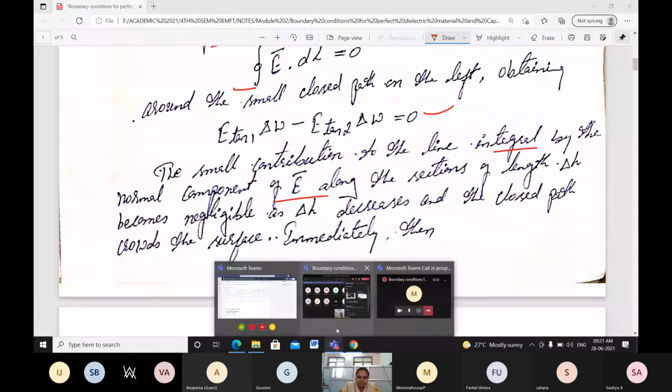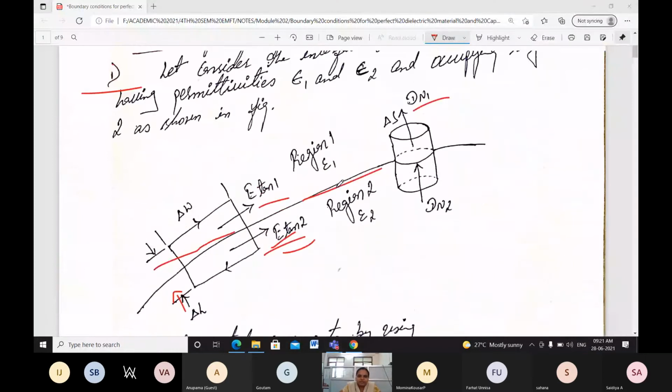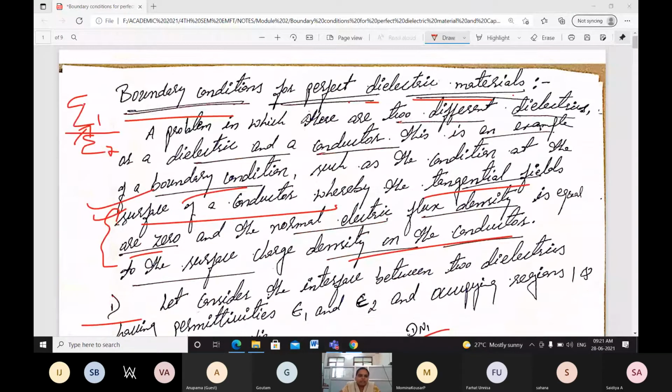Okay, we'll glance over once: the boundary conditions for a perfect dielectric material. Here we are going to be taking two different conditions. Now it is visible.